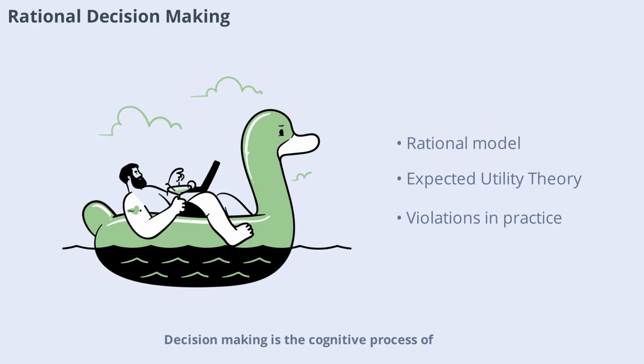Decision-making is the cognitive process of selecting a course of action from multiple alternatives. The rational model assumes decision-makers are fully informed, logically consistent, and aim to maximize outcomes. Expected utility theory evaluates options by multiplying the probability of each outcome by its utility, then summing across outcomes. In practice, human decision-making often violates these assumptions, leading to the study of heuristics and bounded rationality.